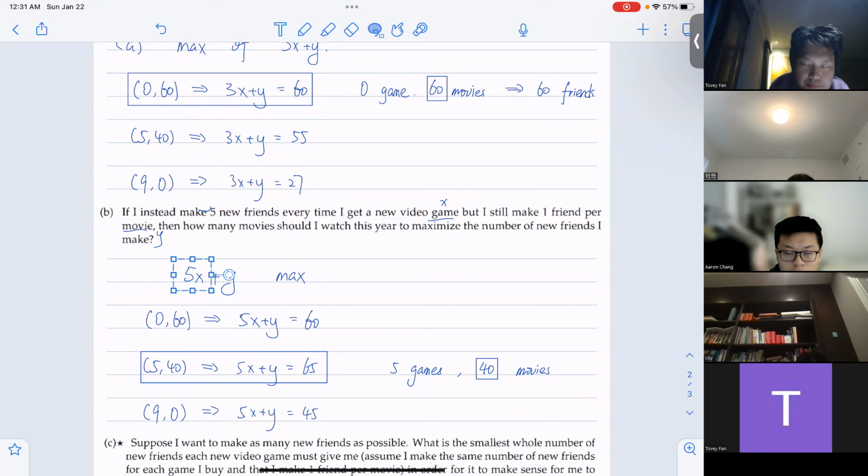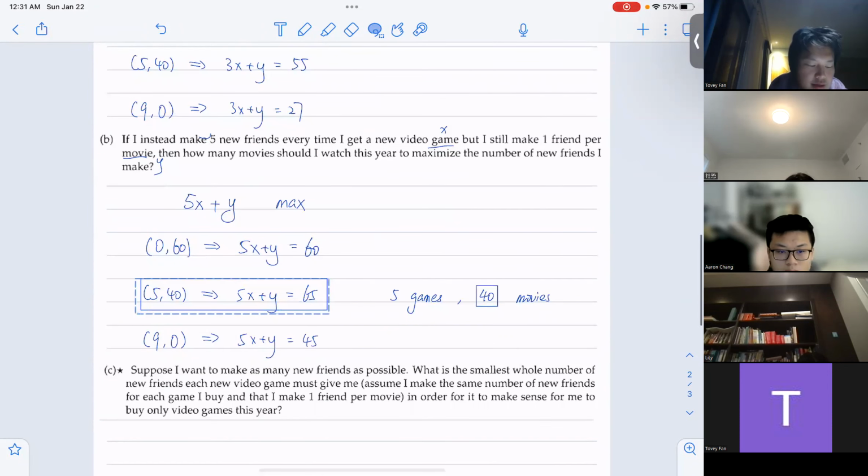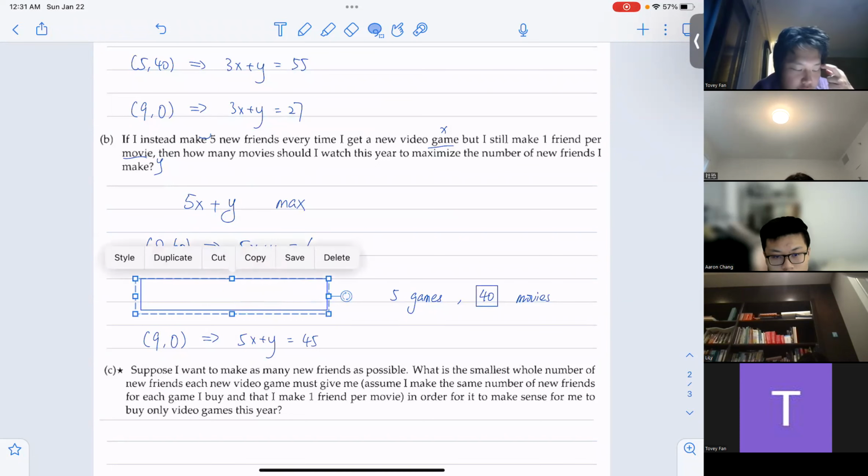So that basically makes video games more attractive to me, right? I want to play more video games because it brings me more friends. Okay, and indeed it does. You see, the optimal solution here will be.